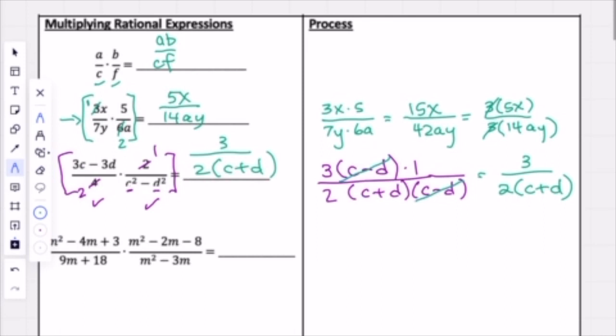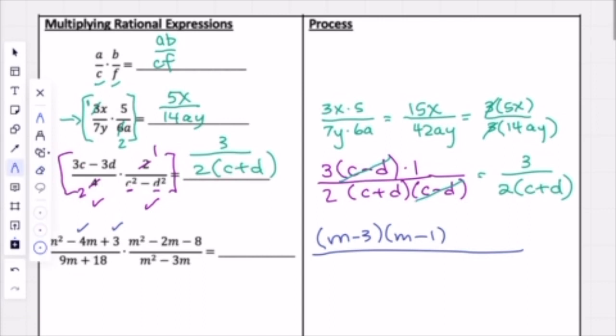All right, in the last example here, I see a lot of factoring that's going to happen. So I'm going to dust off my factoring skills and put them to good use. I don't see anything that I can simplify right away, so I'm just going to start with the factoring. In the numerator of the first rational expression here, I've got m squared minus 4m plus 3. That is going to factor into m minus 3 times m minus 1. That negative 3 and that negative 1 multiply to make the positive 3 and add to make the negative 4.